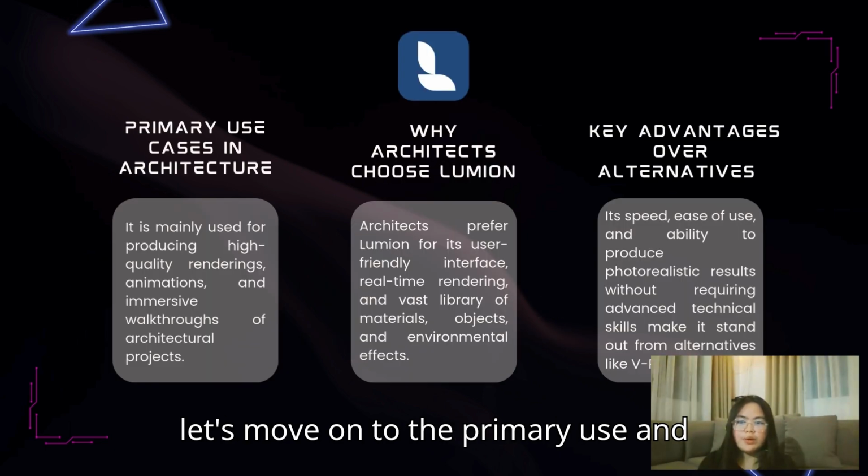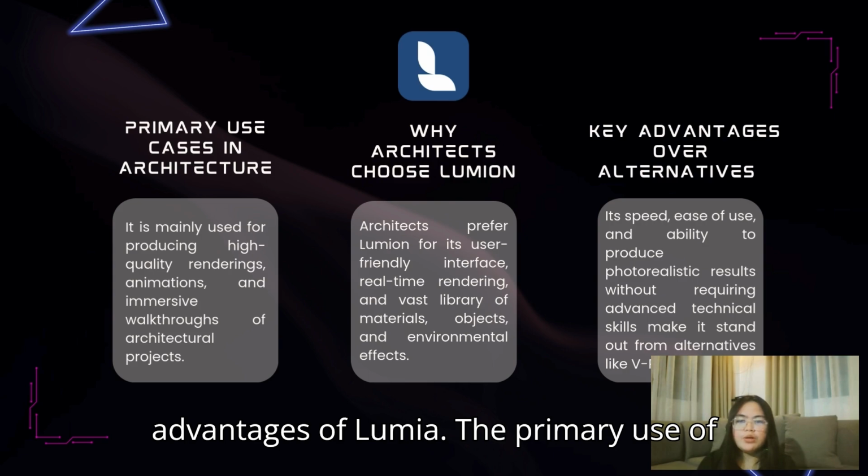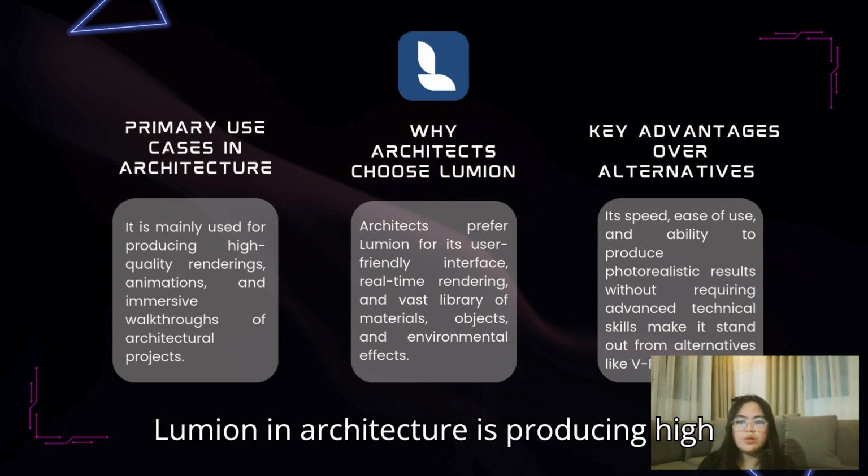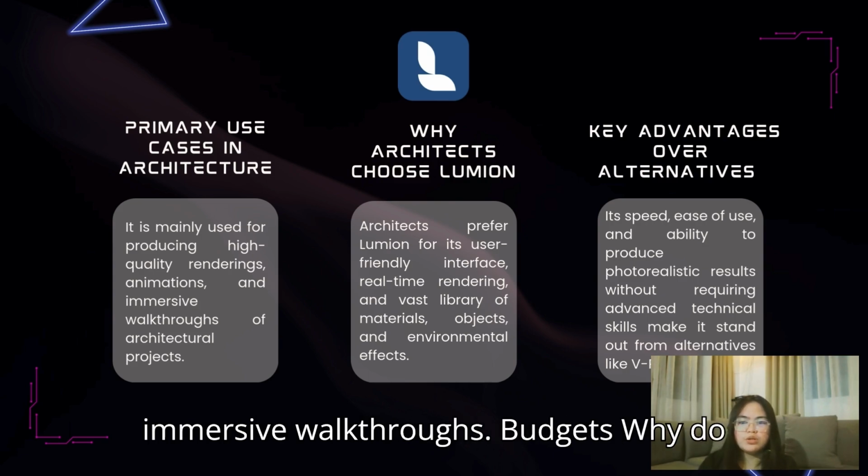Lumion is developed by Act 3D BV, a privately owned Dutch company, and is available in 180 countries worldwide. Now, let's move on to the primary use and advantages of Lumion. The primary use of Lumion in architecture is producing high quality renderings, animation, and immersive walkthroughs for projects.